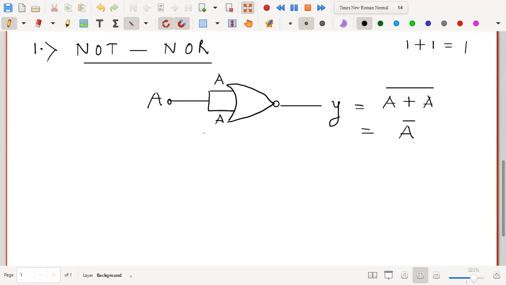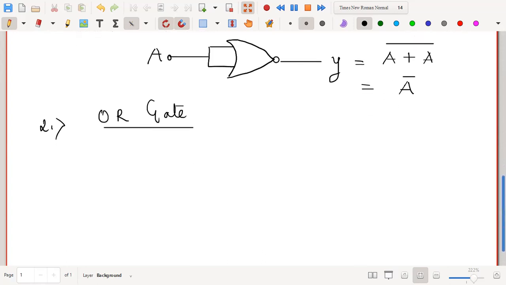That means this circuit is functioning like your NOT gate. Okay, if you give any variable at the input, you will get the complement of that variable at the output. So in this way, you can design the NOT gate using NOR gate. Okay, so let me go to the next one. So let us see the designing of OR gate using NOR gate. So the second one is OR gate, okay, using NOR gate. Fine.